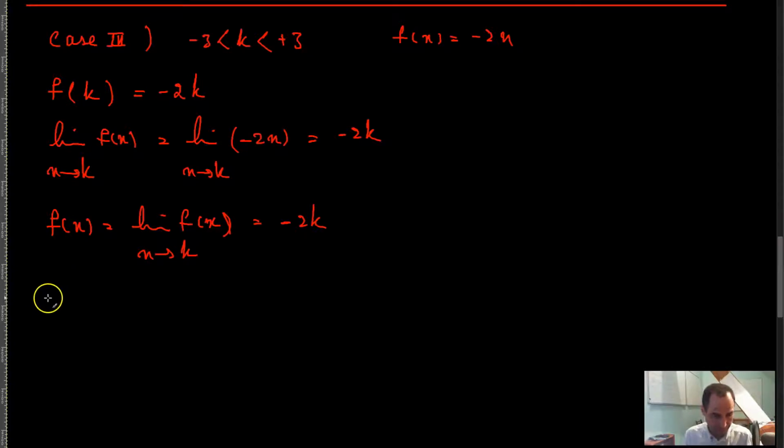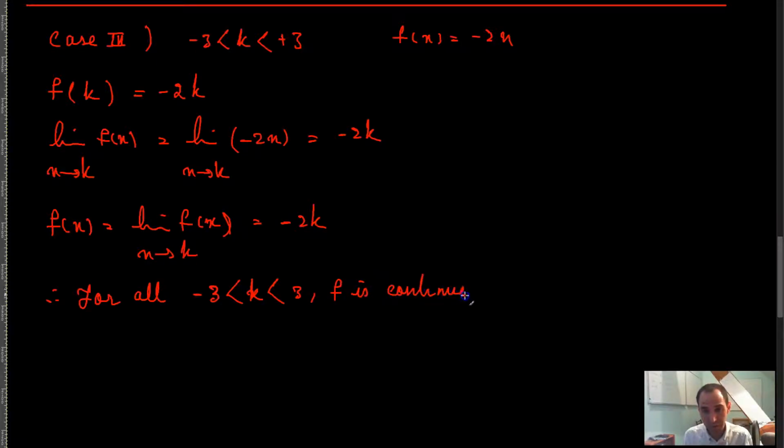And therefore for all k between negative 3 and positive 3, f is a continuous function. F is continuous, right? So that is basically that. So this is case 3.